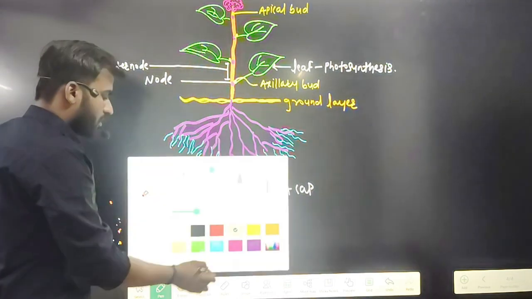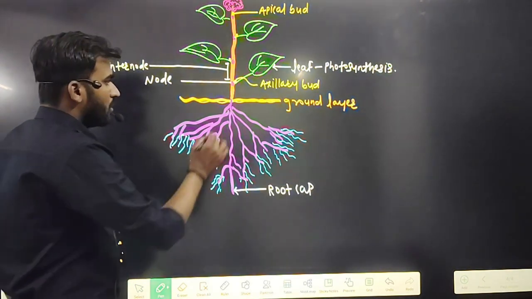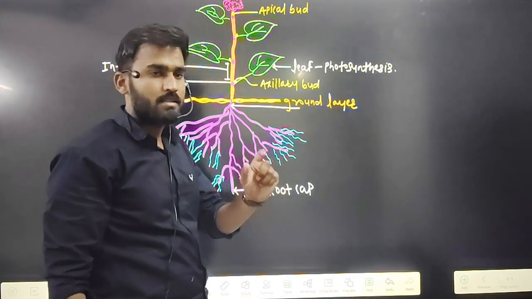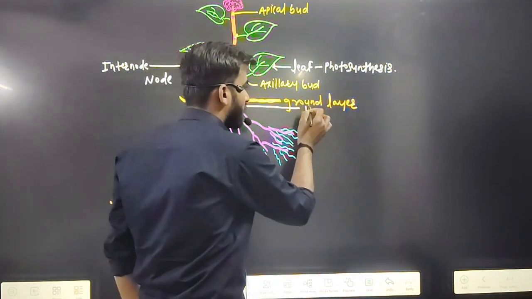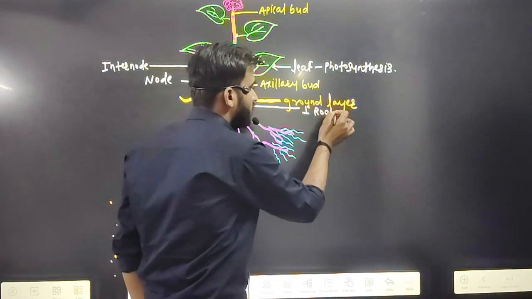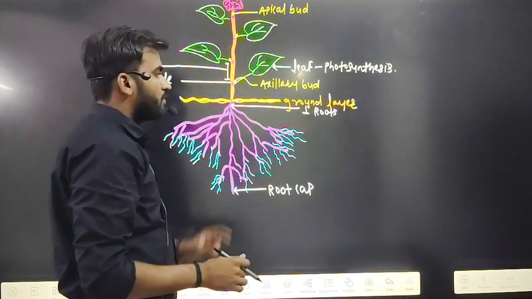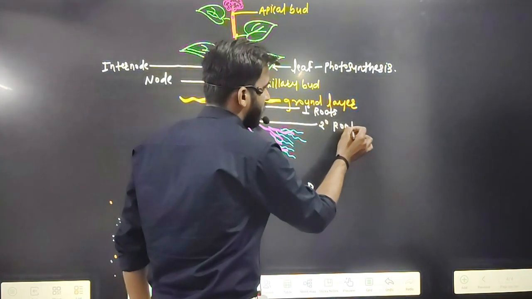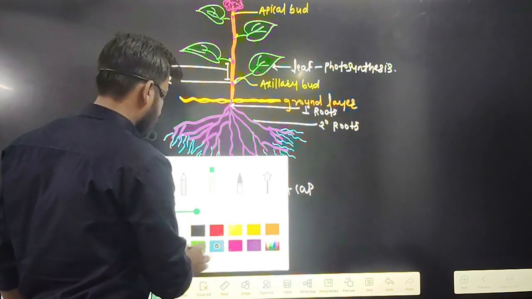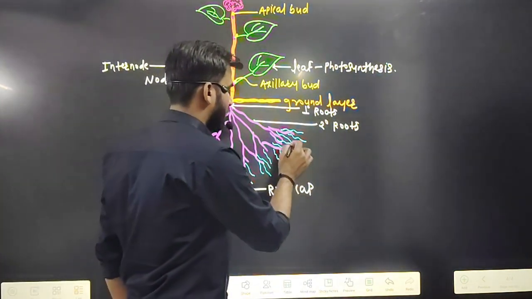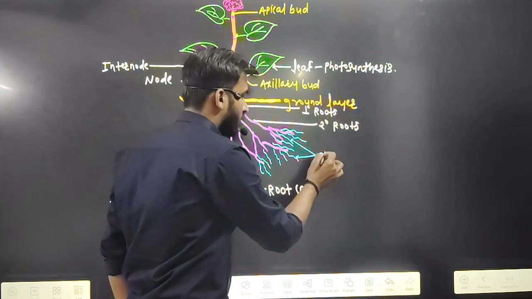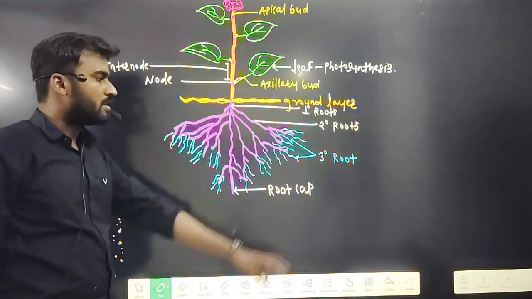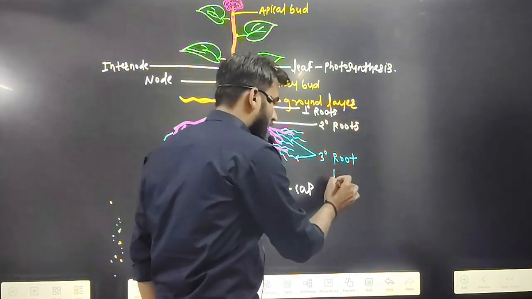So basically the roots have three types. First, those roots that arise from the radicle part are called the primary roots. Those roots that arise from the primary roots are called secondary roots. And those roots that arise from the secondary roots are called tertiary types of roots, like this is the third type. The most important function of the roots in the plant is done by the tertiary roots, also called hair roots.